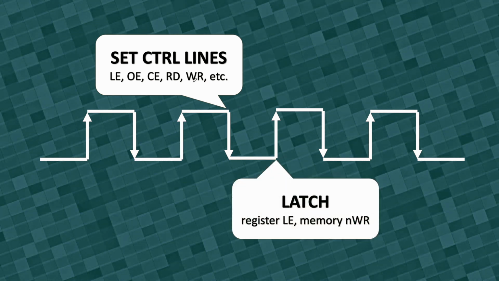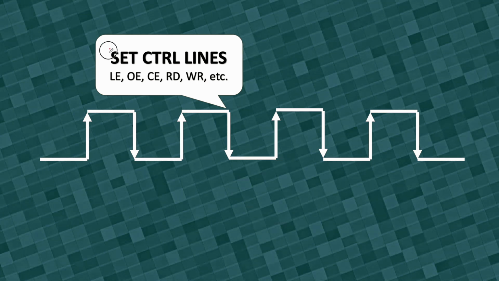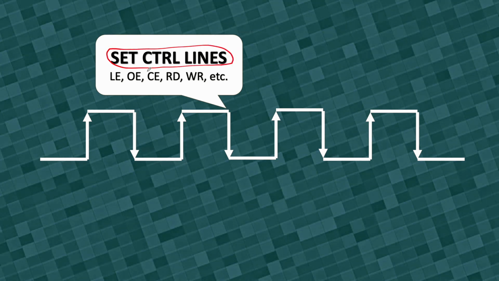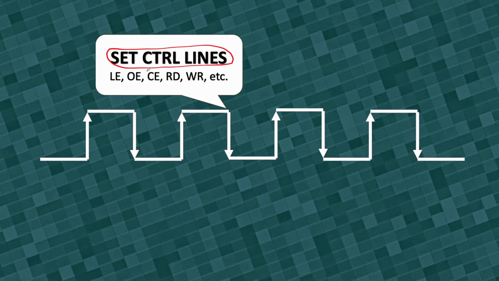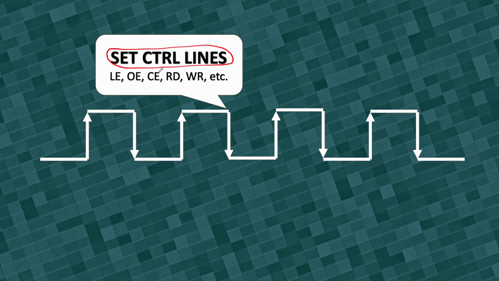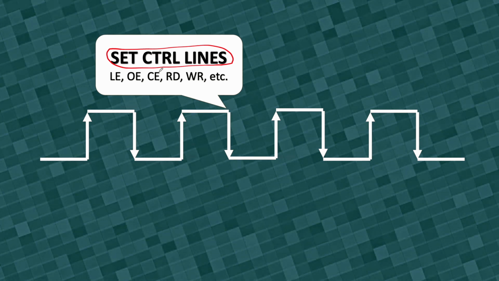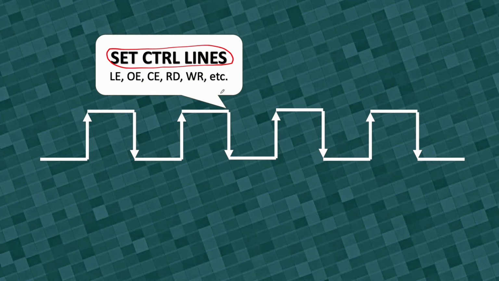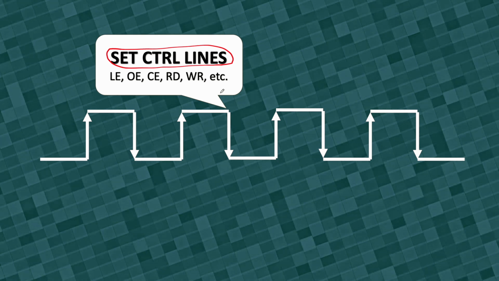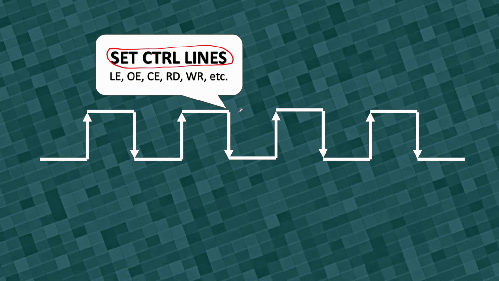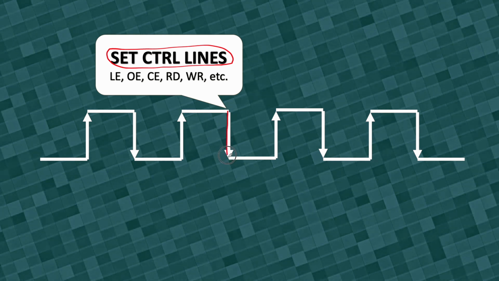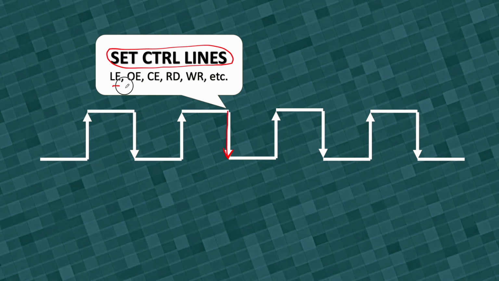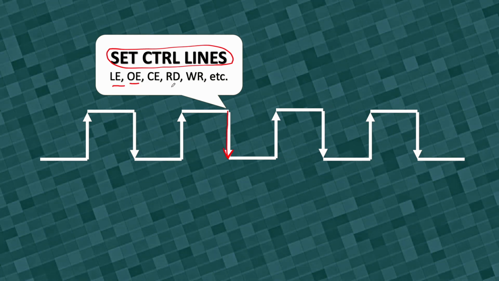What we want to do is the following. We want to set the control lines that we reviewed in the previous episode, all the output enables, load enables, count enables, read and write strobes, and so on and so forth. We want to set them in advance of a rising edge of the clock, because in the rising edge, that's when stuff happens. So if you want to prepare for what's going to happen, you have to prepare in advance. So we want the control lines to be set on the falling edge of the clock. So all the load enables and output enables are set on the falling edge.